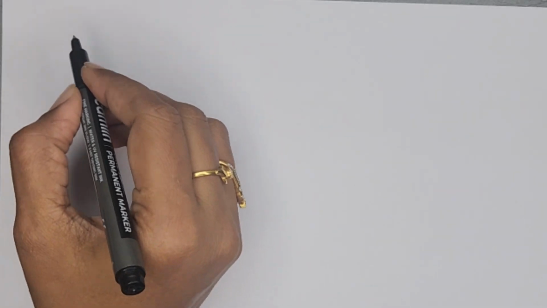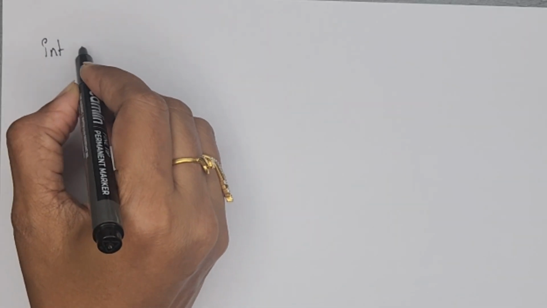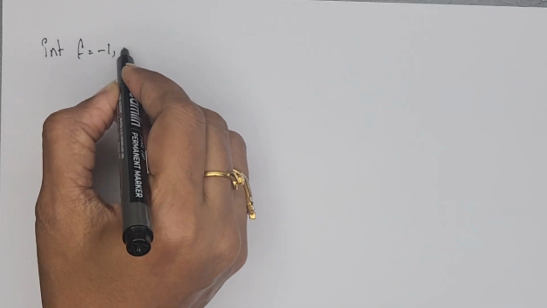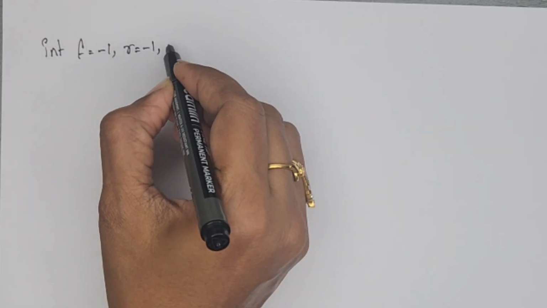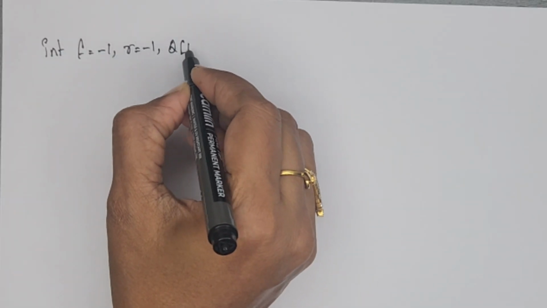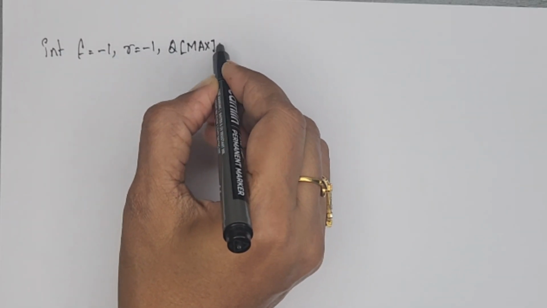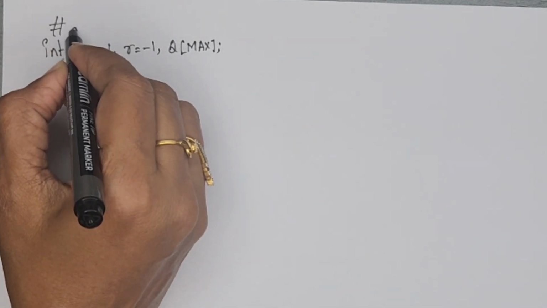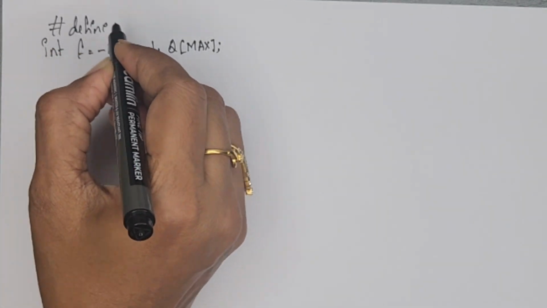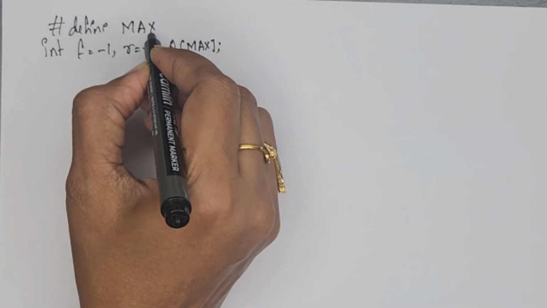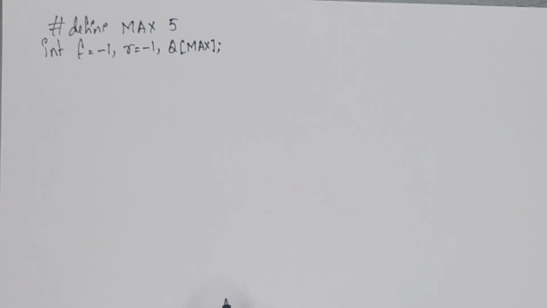I'm going to write the main function also. First, initially front and rear are -1. So I'm going to declare global int front equals to -1, rear equals to -1, and declare the array Q of max. Max also we have to declare: hash define max 5. I'm taking the maximum value as 5. You can take any number.